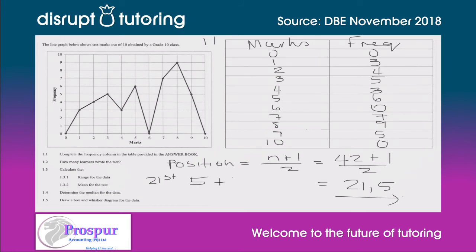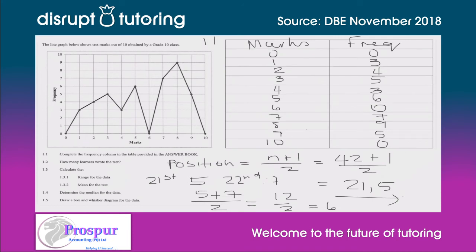Okay, so let me make this a little clearer. So the 22nd is going to be 7. And in order to find our median, we need to add the two together, divide them by 2, and that is going to give us 12 over 2, and that gives us 6.